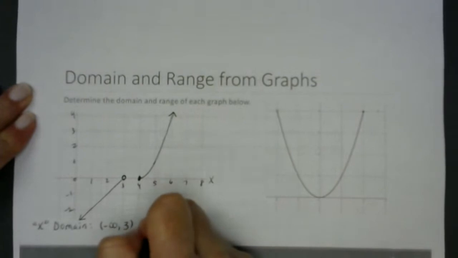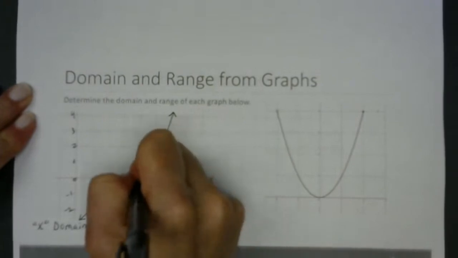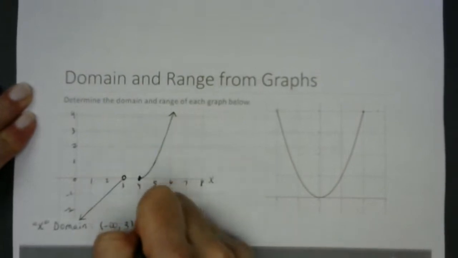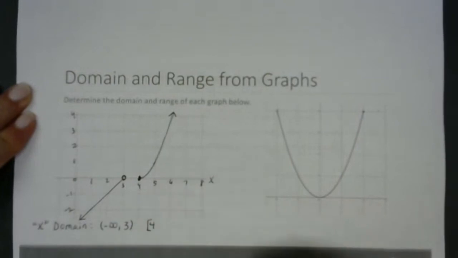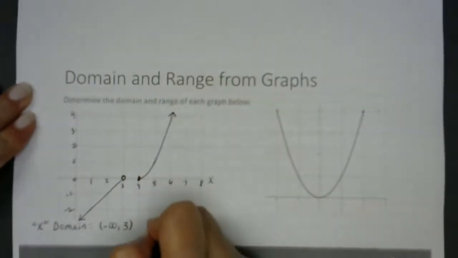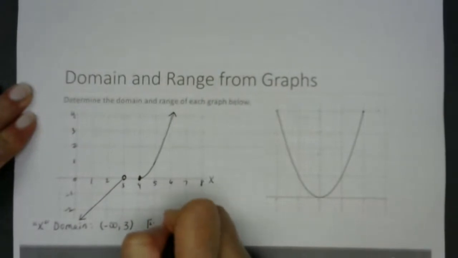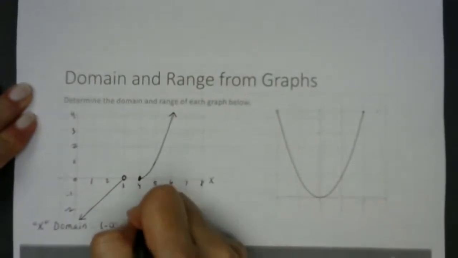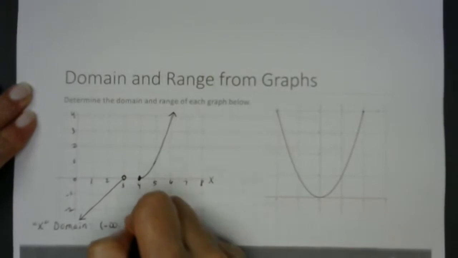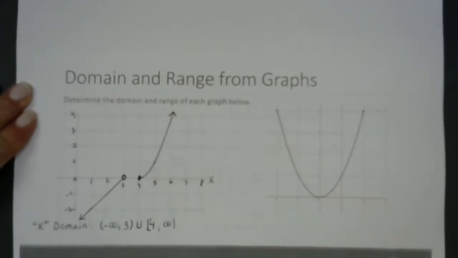The second interval is going to start up at 4 with a closed circle there indicating a square bracket. We want to include that endpoint. But then that arrow indicates that it goes up and to the right forever, so my upper bound is going to be infinity. Okay, I have two intervals, which are two continuous sets, so I want to join them with the union symbol.